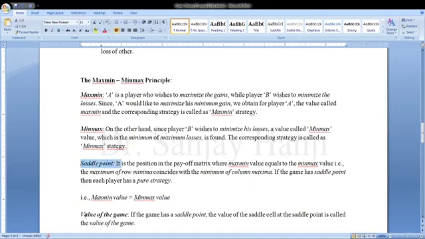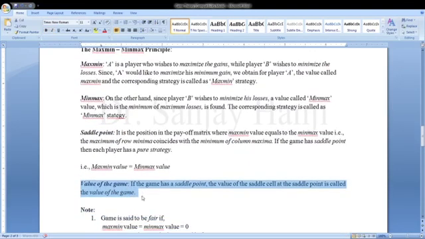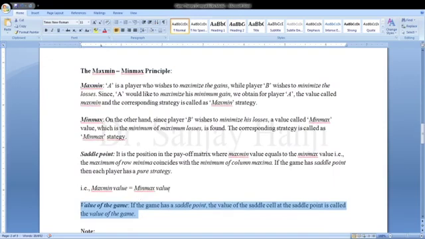Now what is the value of the game? Now if both are equal, then what is the value here? The value of the game, maybe it is 0 or 1 or 2 or 3, whatever it comes, that is called as the value of the game. If the game has a saddle point, the value of the saddle cell at the saddle point is called as the value of the game.